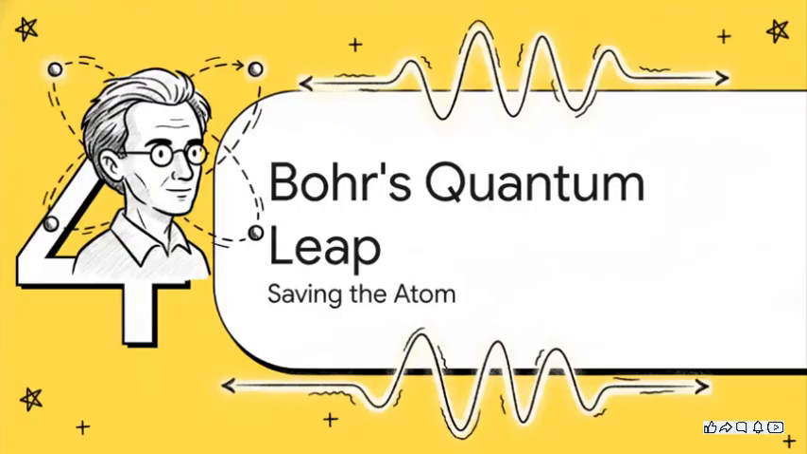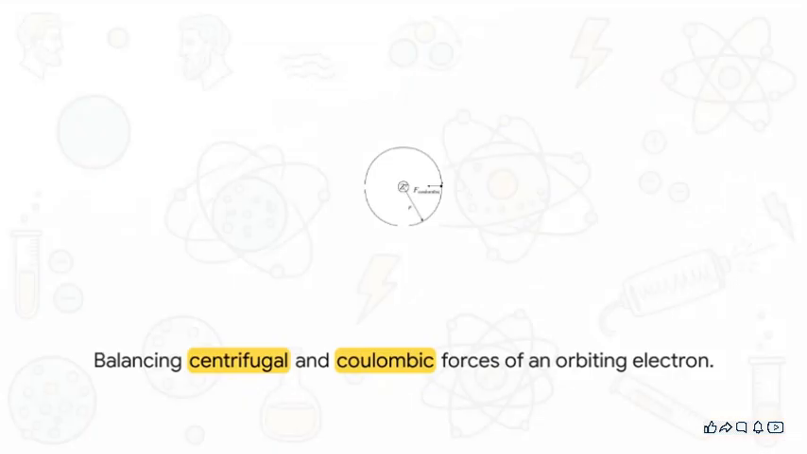Chapter 4, Bohr's quantum leap. Let's see how we save the atom. In 1913, Niels Bohr steps up to the plate. He actually starts with classical mechanics, looking at the centrifugal force, the momentum of the electron trying to fling itself out, and balances it against the Coulombic attraction, which is the literal magnetic pull of the positive nucleus drawing it in. This derivation perfectly shows that mechanical tension, but Bohr knew this balancing act wasn't enough to stop the collapse.